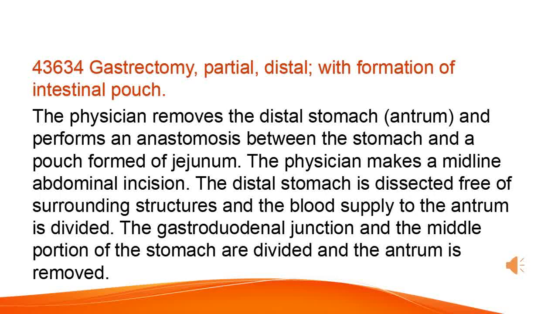Gastrectomy, partial, distal, with formation of intestinal pouch. The physician removes the distal stomach, antrum, and performs an anastomosis between the stomach and a pouch formed of jejunum. The physician makes a midline abdominal incision. The distal stomach is dissected free of surrounding structures and the blood supply to the antrum is divided. The gastroduodenal junction and the middle portion of the stomach are divided and the antrum is removed.